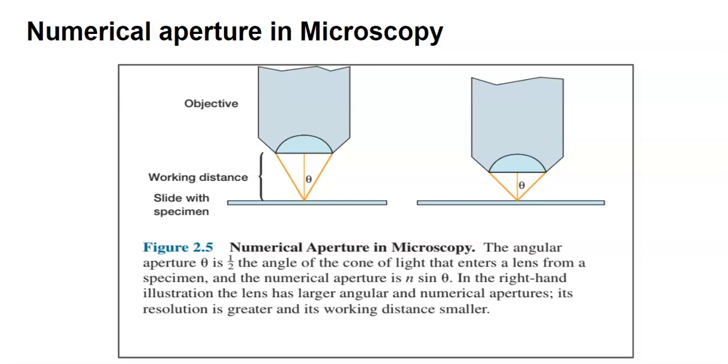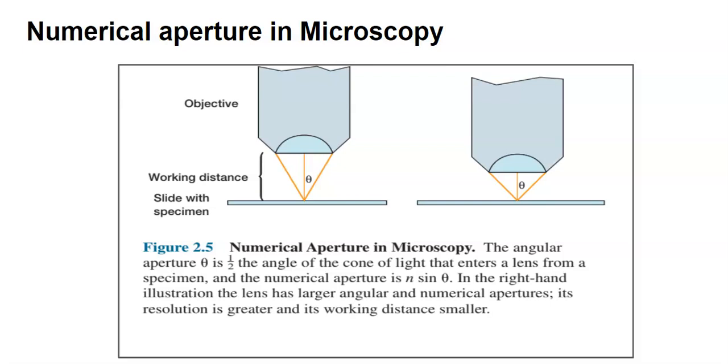The left hand picture is different from the right hand. You can make out the difference in the cone of light yourself. The right hand one is spreading more as compared to the left. The angular aperture theta is half of the angle of the cone of light which enters a lens, and the numerical aperture is n sine theta. In the right hand picture, the lens has a larger numerical aperture and angular aperture. You can see half this angle of the cone of light.